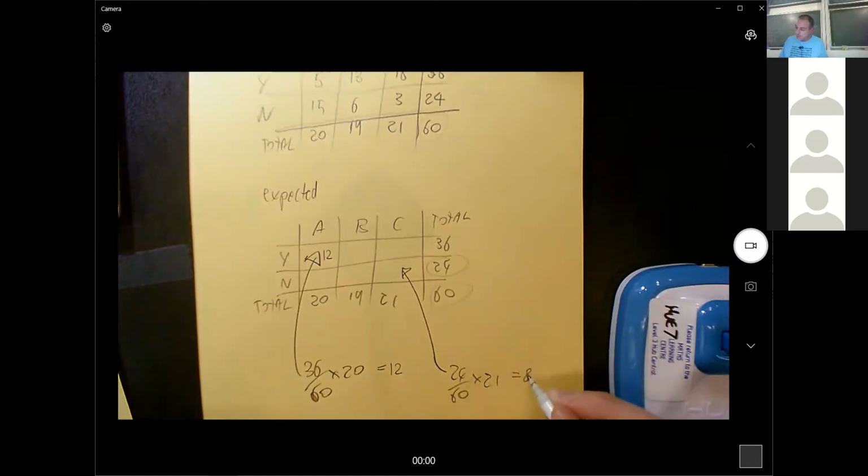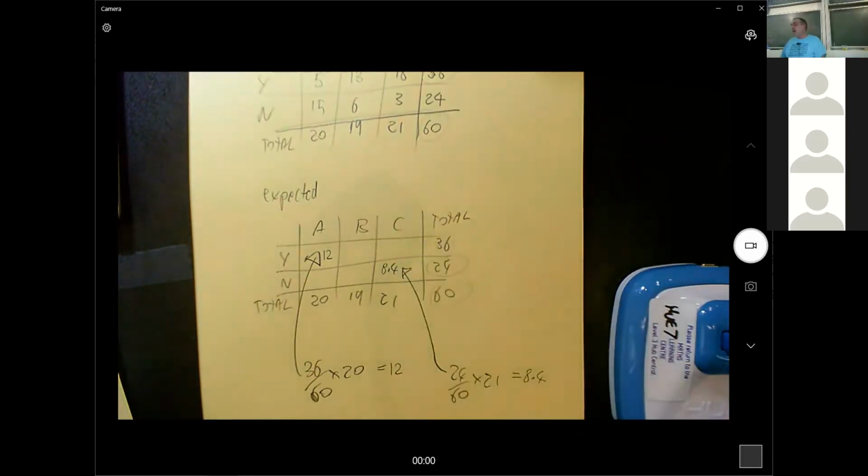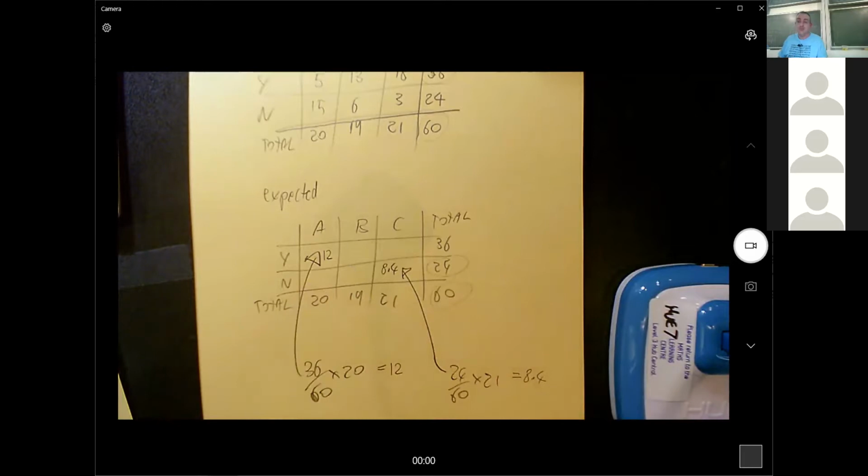I get 8.4. And it's okay to have a decimal because we're saying what would I have expected to be in that spot on average across all of the possible ways of rearranging these people. And I can do that for all 6 of these spots. How are people feeling about what just happened in that calculation?